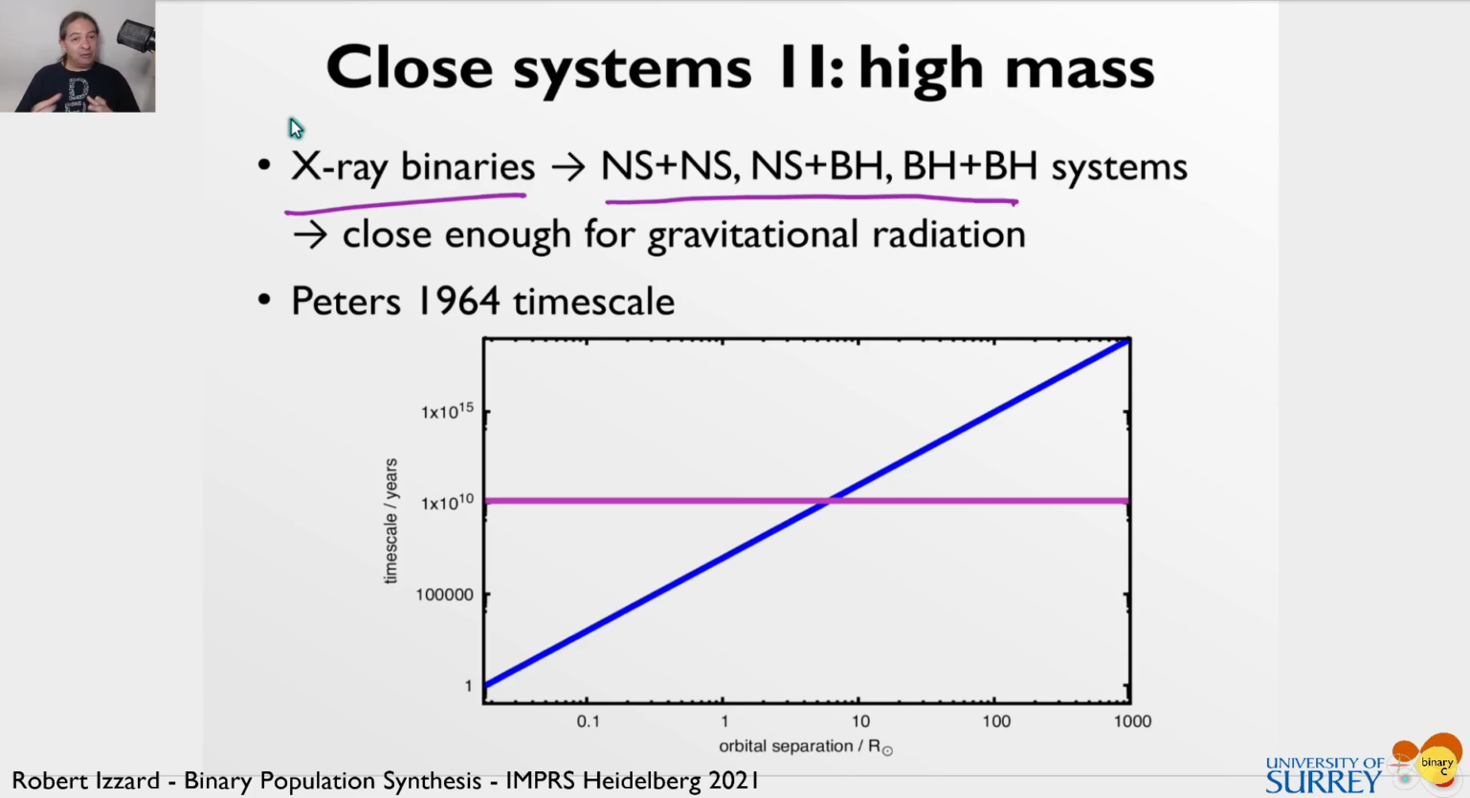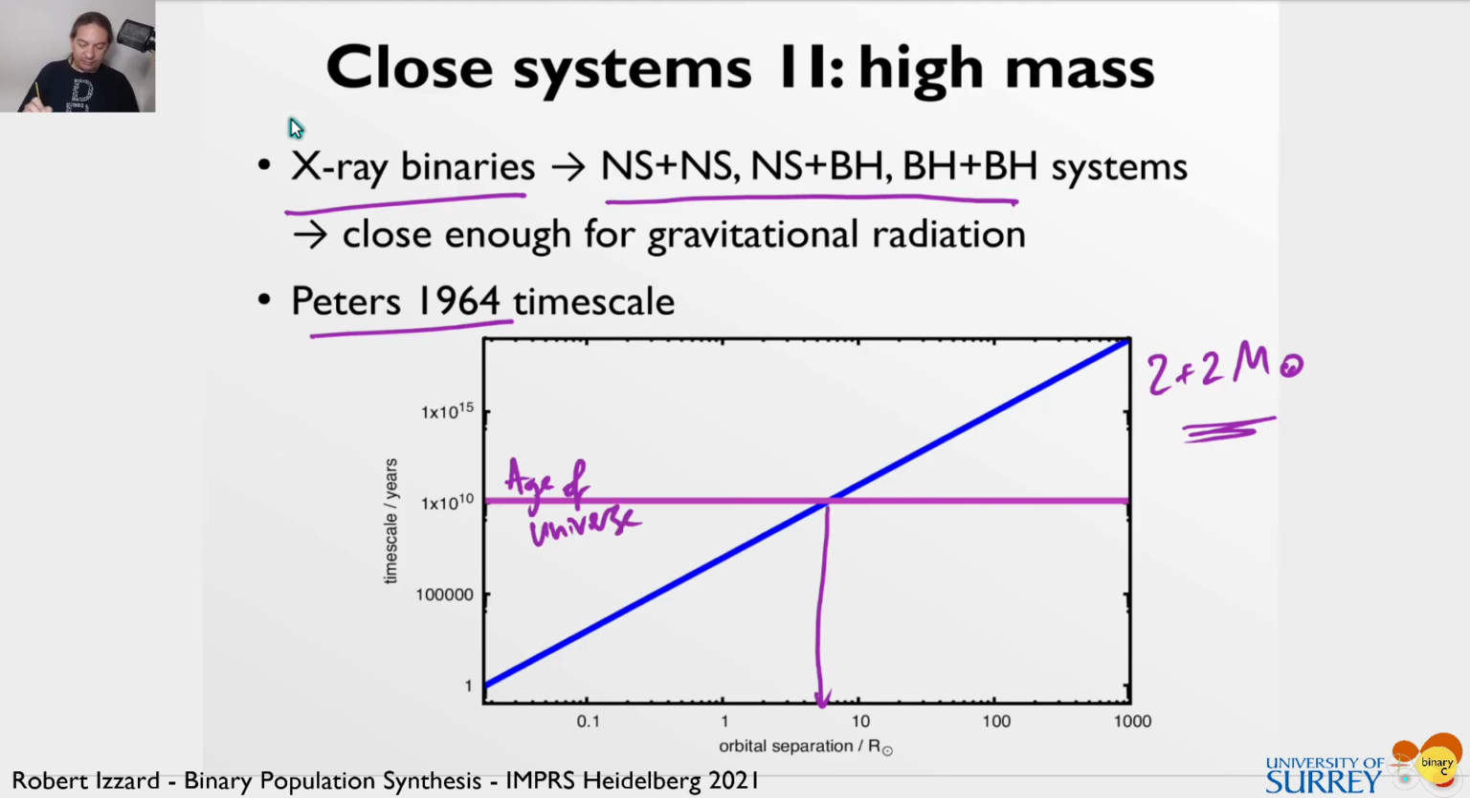Now, you could say to yourself, well, how close do they have to be? Well, Peters in 64 wrote a paper on this, where you can compute, I think this is for a 2 + 2 solar mass system, the timescale on which these stars will merge because of radiation of gravitational waves. That's very easy to do. It's then just a function of their separation because I fixed the masses. And if you come down here somewhere, you get to around 5 or 6 solar radii. I think it's 6 solar radii if you want to merge in the age of the universe.